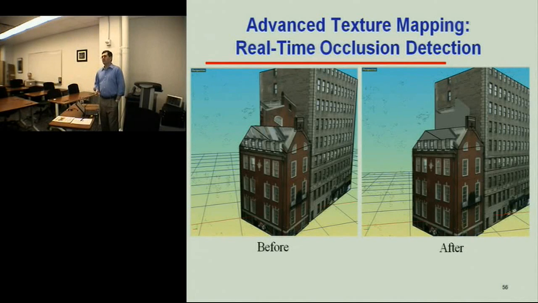And we use GPU processing to do that in real time. And that's shown on the right. So those areas that were detected to have been occluded can be painted with a neutral gray color instead of having to deal with this undesirable texture on the left.